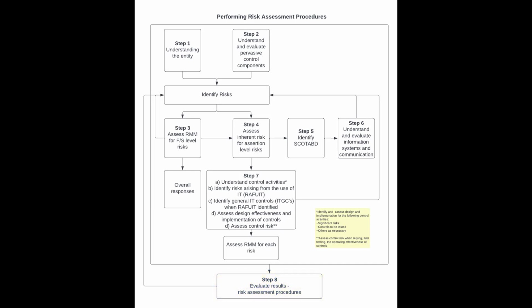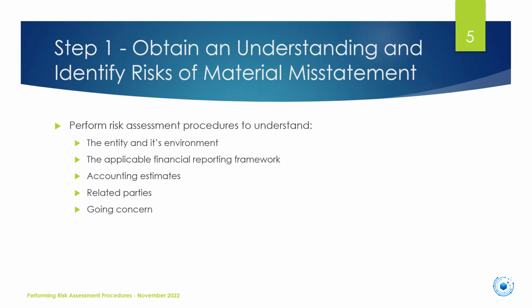So we're just going to go into each of those steps just a little bit right now. And then within each of the modules, we're going to dive in and really understand what's involved. So the first step is to obtain an understanding of the entity and its environment and the applicable financial reporting framework. So this understanding is to enable you to identify where those sources of risk may exist.